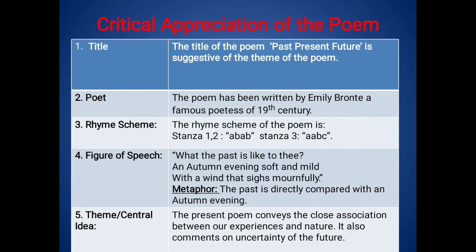Next point, poet. In the last video, I already told you the name of the poet. The poem has been written by Emily Bronte, a famous poetess of the 19th century. For a male poet, we use poet, and for a female poet, we use poetess. So remember this. The third point, rhyme scheme. In a detailed manner, I have mentioned the rhyme scheme of the present poem. The rhyme scheme of the poem for stanza number 1 and 2 is ABAB. And stanza number 3, which is the last stanza of the poem, has the rhyme scheme AABC. So in this way, you have to mention the rhyme scheme.